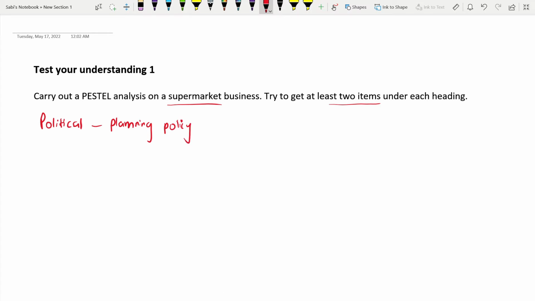Planning policy on large out of town sites. Competition policy, right?